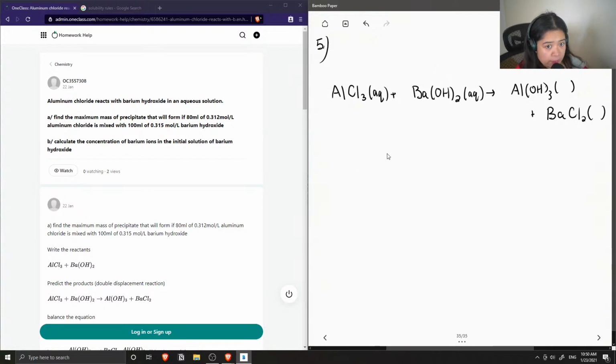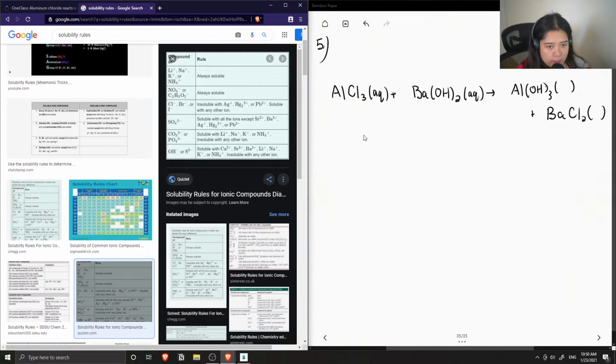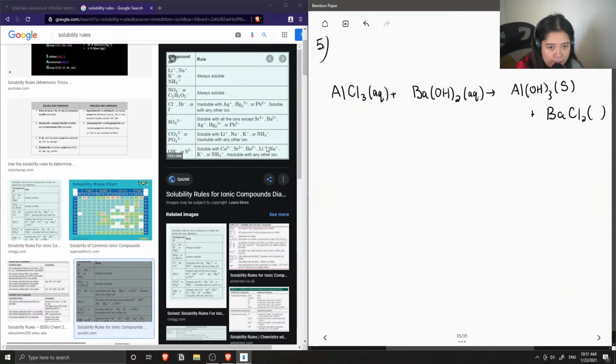So to find out whether or not these products will be a solid or if it's going to be aqueous, we need to look at the solubility rules. So for example, if you had a compound containing lithium, sodium, potassium, or ammonium, these compounds will always be soluble. So for our case, we have aluminum hydroxide. So if we go down here, we can see that the hydroxide ion is soluble with calcium, strontium, barium, lithium, sodium, potassium, or ammonium, and it's insoluble with any other ion. So in our case, it's with aluminum. So since aluminum's not part of that list, we know that this compound is insoluble, so it will precipitate in the solution.